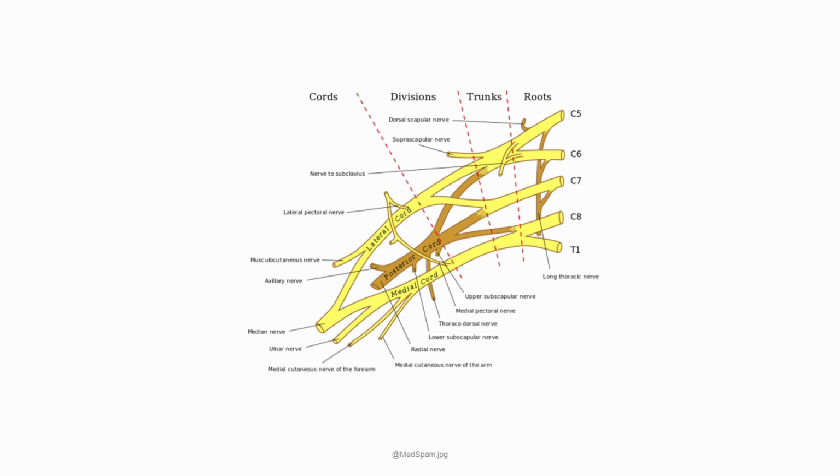Learning the brachial plexus super fast. So this is the typical diagram of a brachial plexus that you'll find in your textbooks. It contains roots, trunks, divisions, cords, and then the end branches.